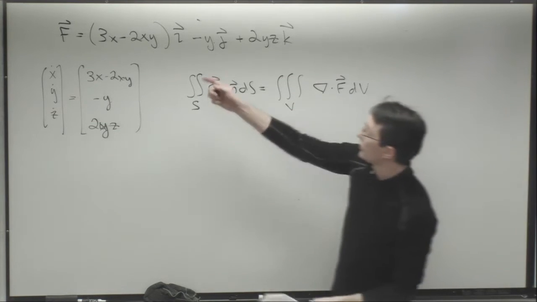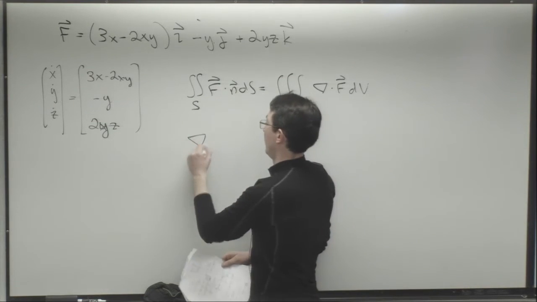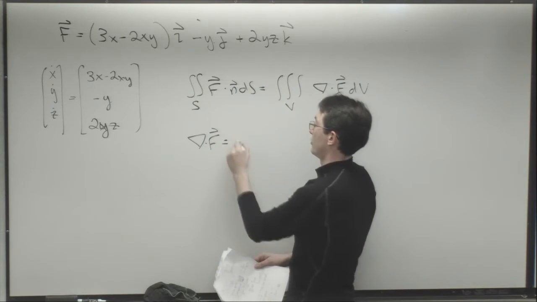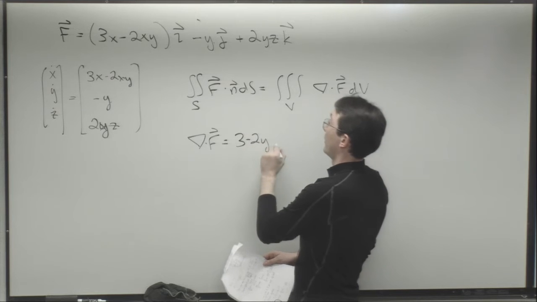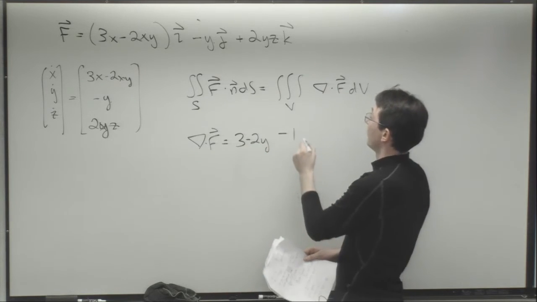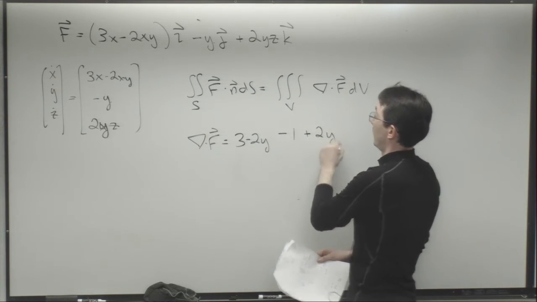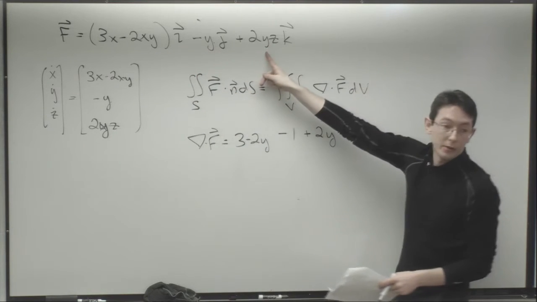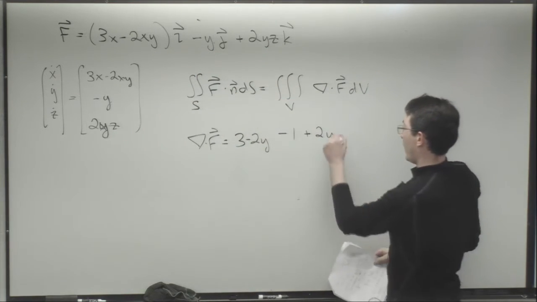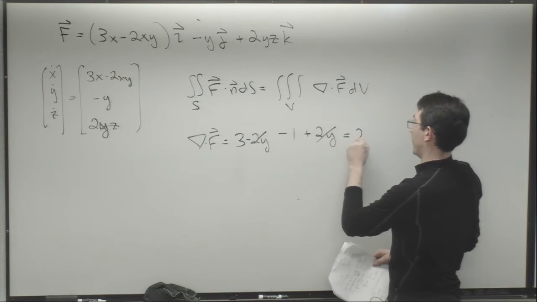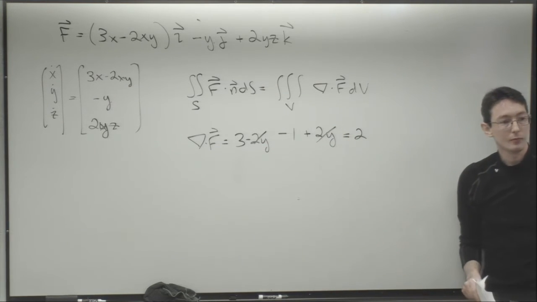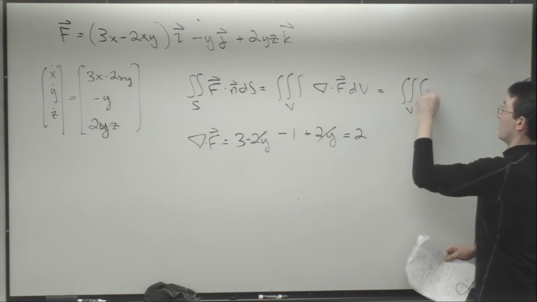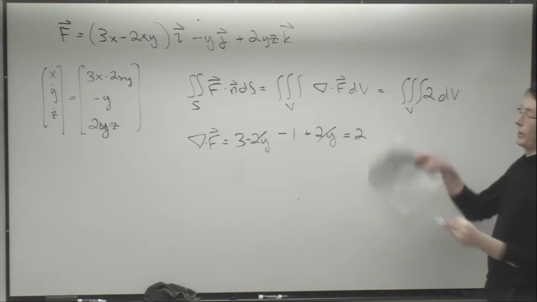Okay, here the divergence of f is 3 minus 2y, minus 1 plus 2y, right? Partial x plus partial y plus partial z. My y's cancel, and I just get 2. So here I'm integrating 2 across my whole volume.